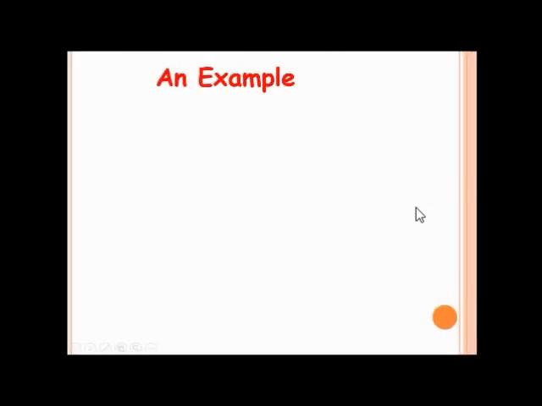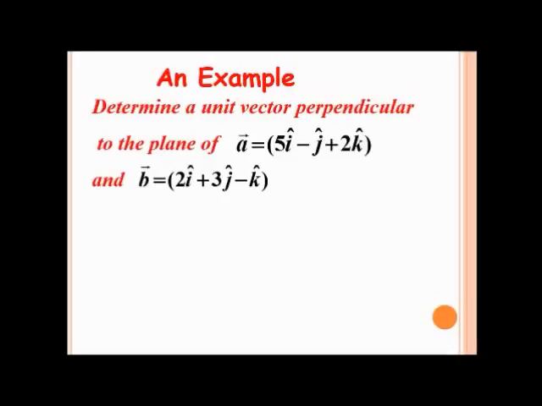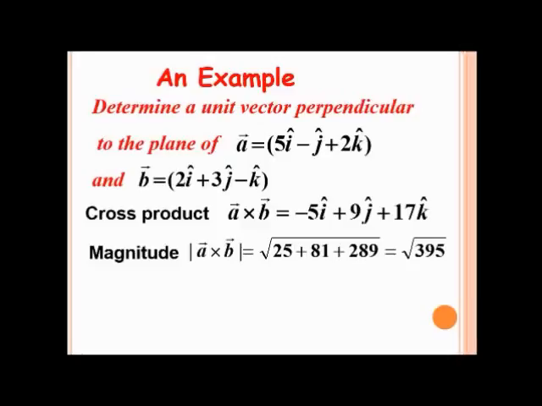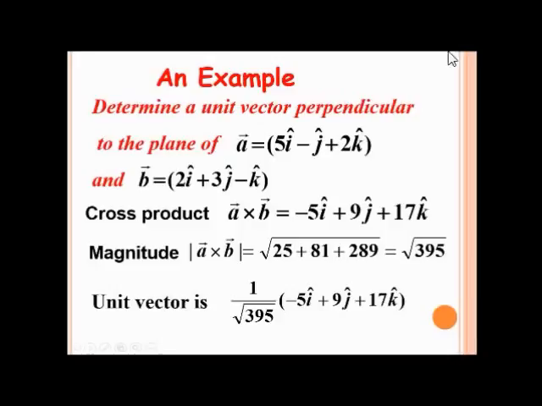Now we'll come up with some more examples. Determine a unit vector which is perpendicular to the plane, where A equals 5i minus j plus 2k and B equals 2i plus 3j minus k. Just find the cross product, find the magnitude, and divide them. So this is the unit vector, and this is perpendicular to the plane of A and B.